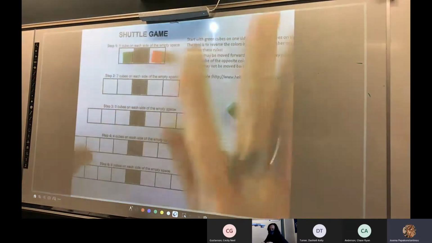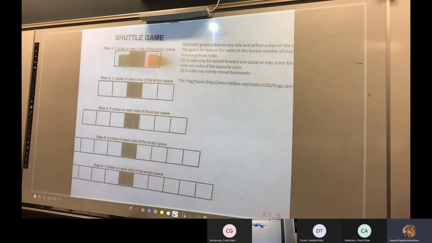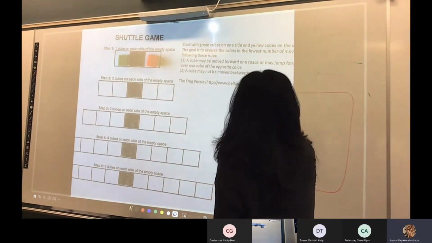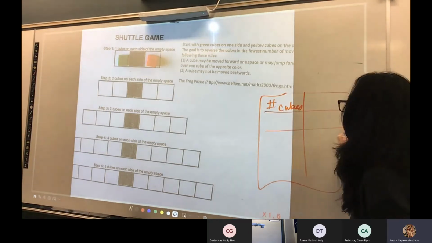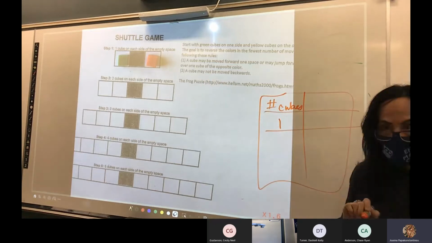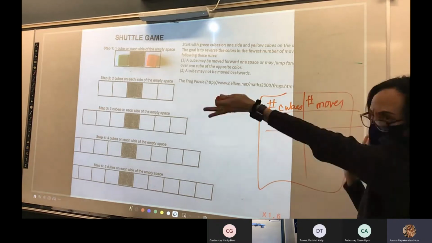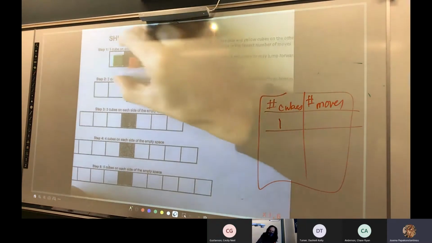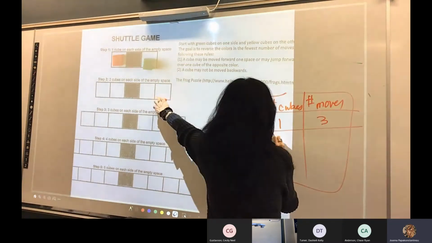Now, once you do this, you are creating a table of values. What does the table represent? Number of cubes you're starting with on either side. So for the first one, you're starting with how many cubes on either side? One on either side. This is the number of moves it takes to get them in the opposite position. So how many moves is it going to take? 1, 2, 3. Okay? Then the next one you're starting with 2.